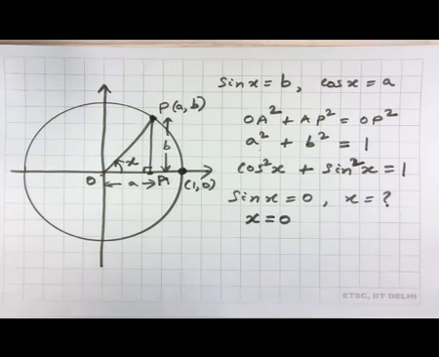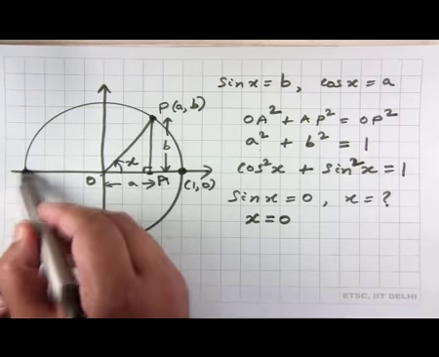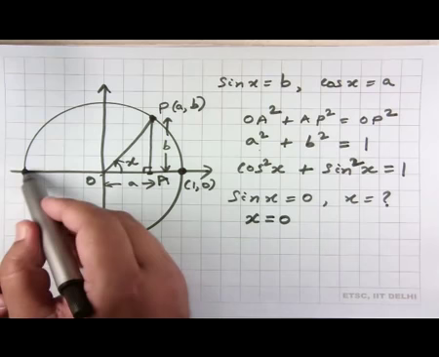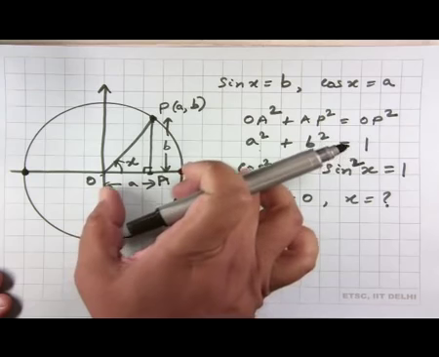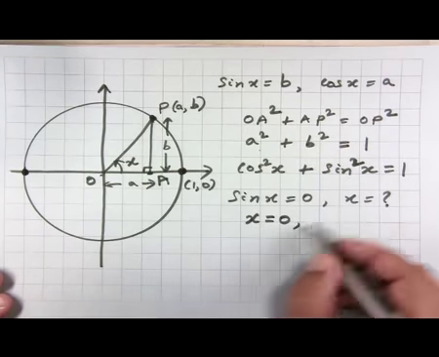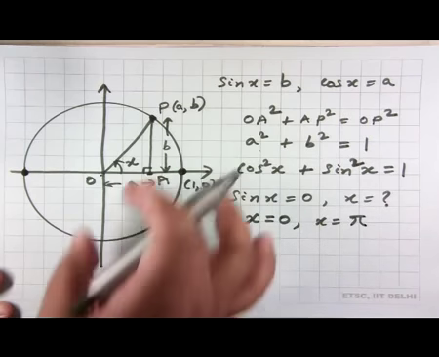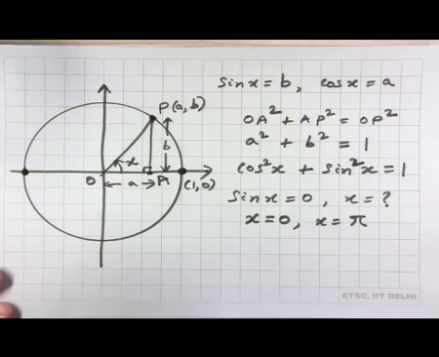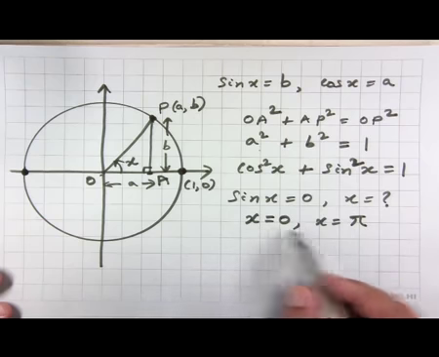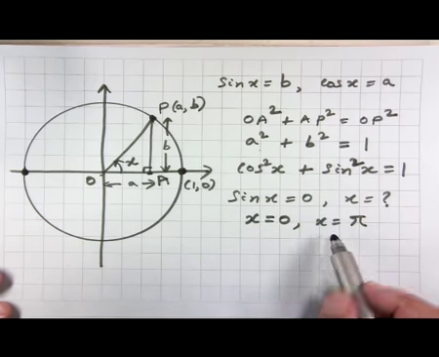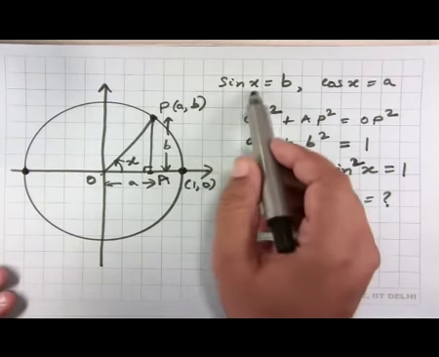The other point where the y coordinate is 0 is this point, and you reach this point from this point by rotating this ray or this radius by pi radians or 180 degrees, which is essentially half a revolution. So, for sure we see that sin x equals 0 when either x equals 0 or x equals pi.